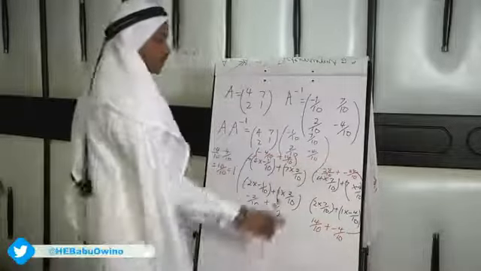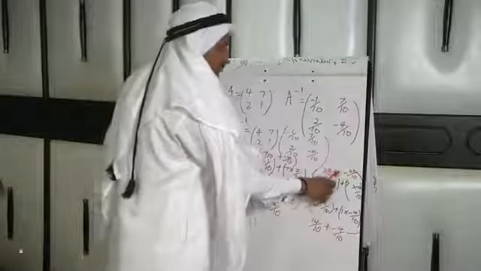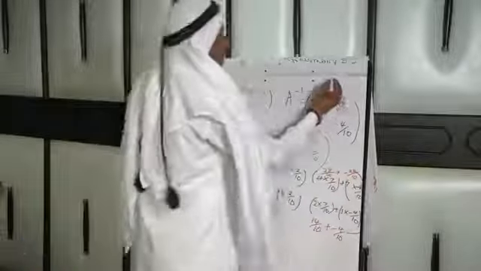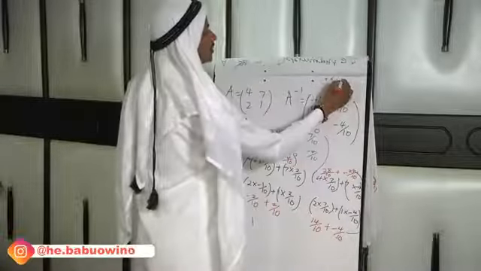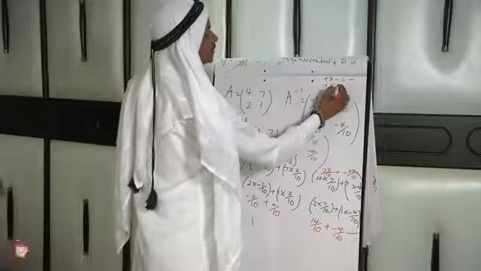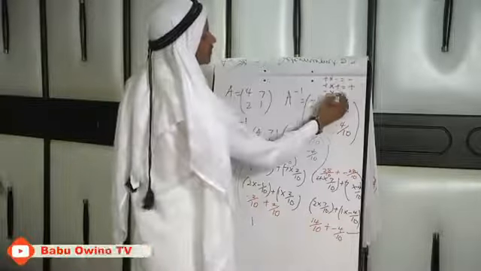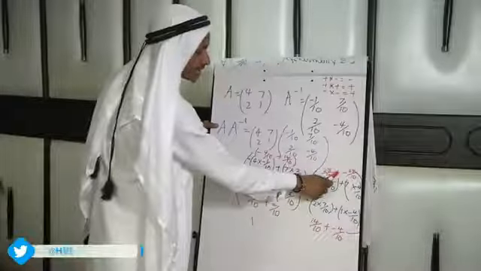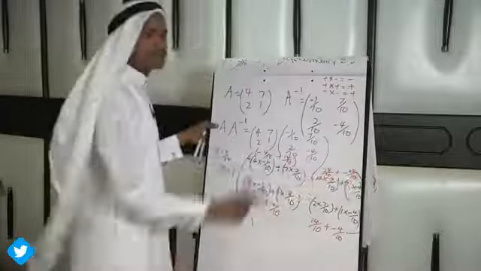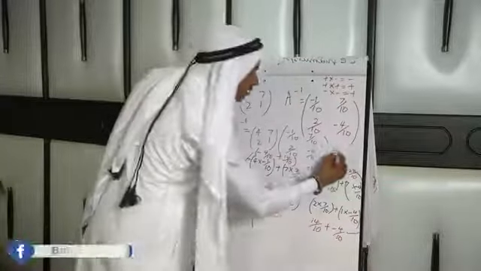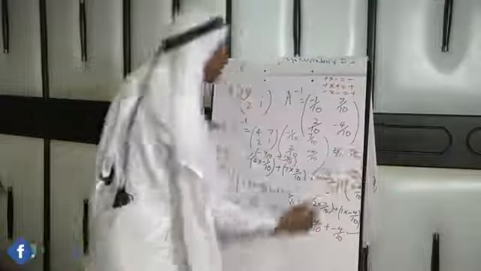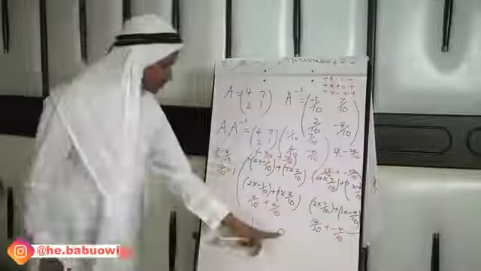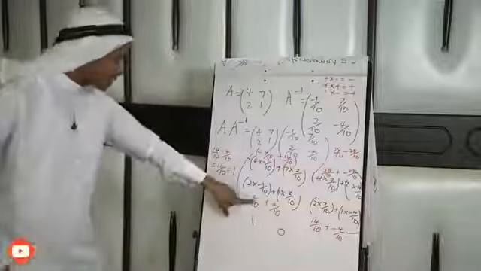Come to the next one. 28 over 10 plus minus 28 over 10. I told you the last time that plus times minus is minus, plus times plus is plus, minus times minus is plus. Therefore, 28 over 10 plus minus 28 over 10 is the same as 28 over 10 minus 28 over 10. That is 0. For the third one is 0. Then we come to the second one.